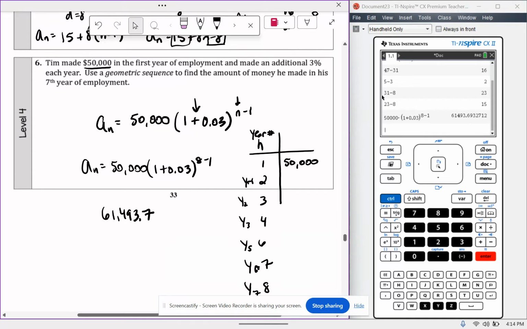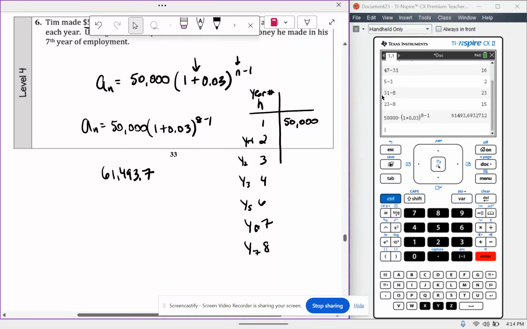What am I supposed to round to? Let's just round to the nearest dollar. Okay, that's it.